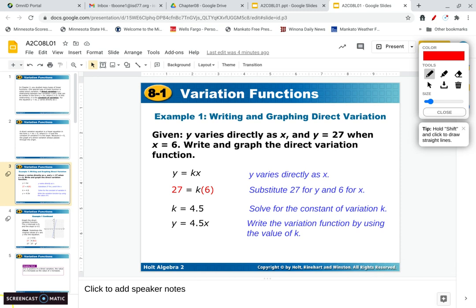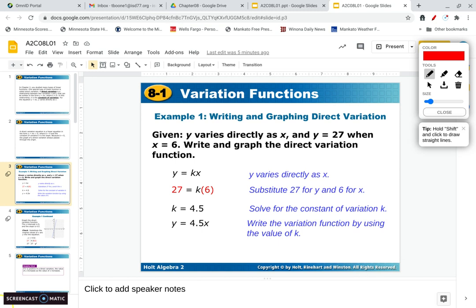And so we just put it in: y equals k times x. To find k, we put the 27 in for y and the 6 in for x, divide by 6, so k is 4.5. Well, y is equal to 4.5x then. Whatever your x value is, if you multiply that by 4.5, that'll be your y value, because it's going to go up proportionally.